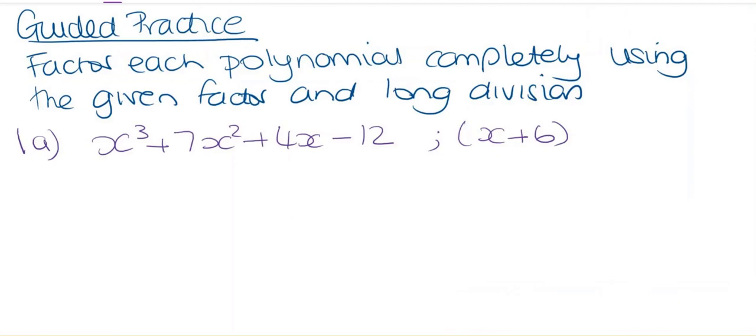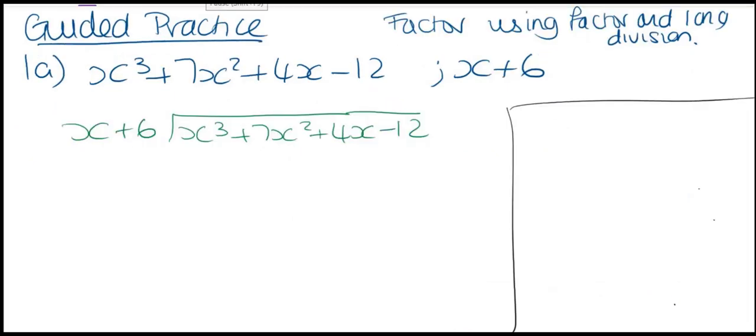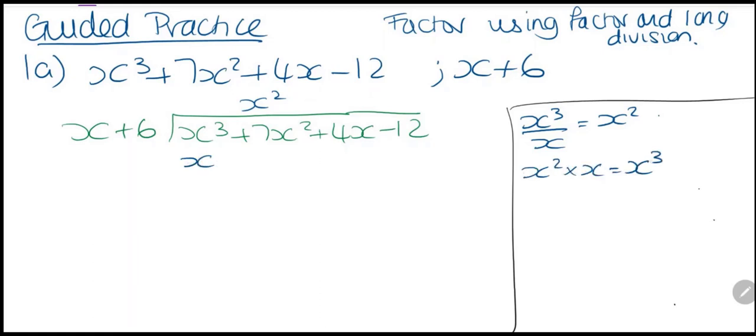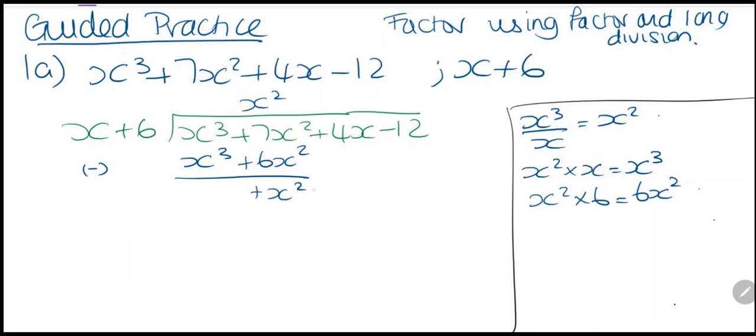So a guided practice question for you to try. Okay, so 1a. The first thing we're going to do is x to the power 3 divided by x is x squared. And then if we multiply the terms back, x squared multiplied by x is x cubed, and x squared multiplied by 6 is 6x squared. And this is a minus, so we're going to subtract. So we've got plus x squared. We're going to bring down the 4x. And now we're going to repeat.